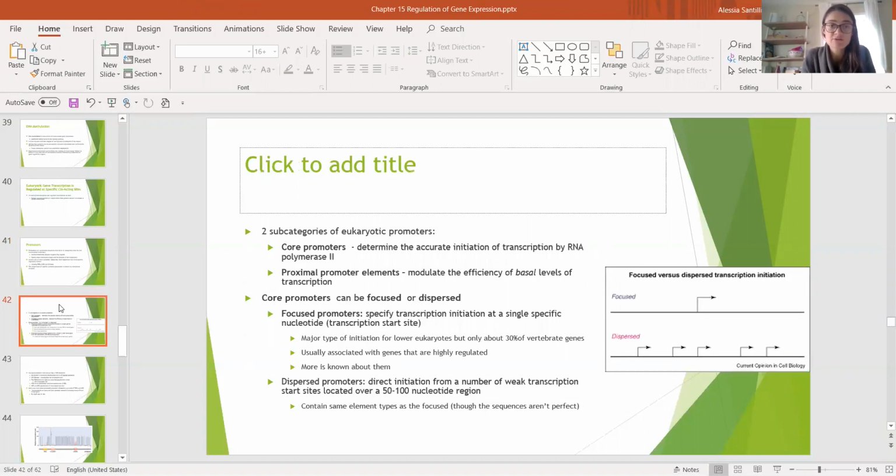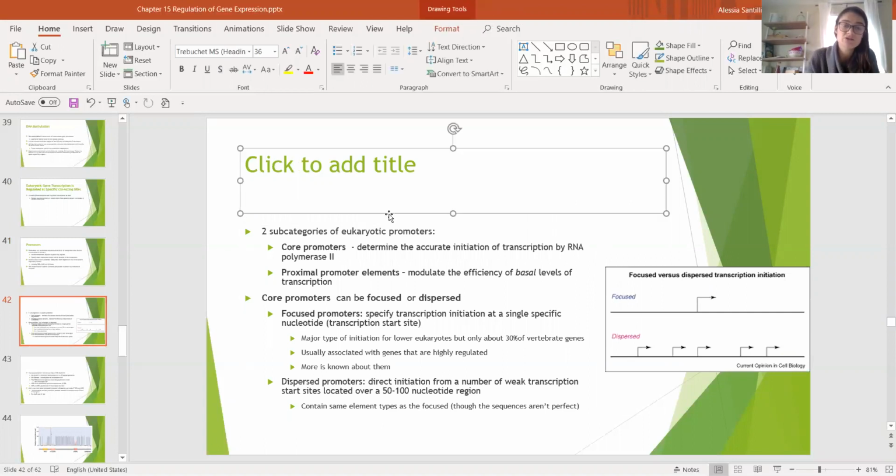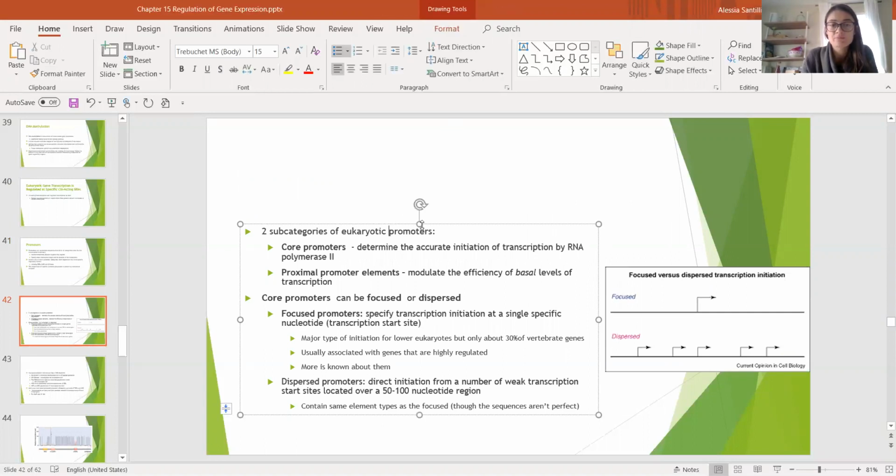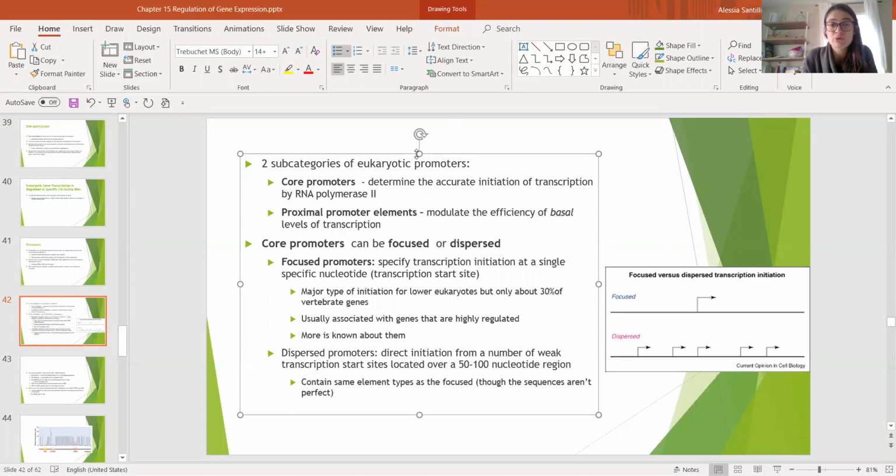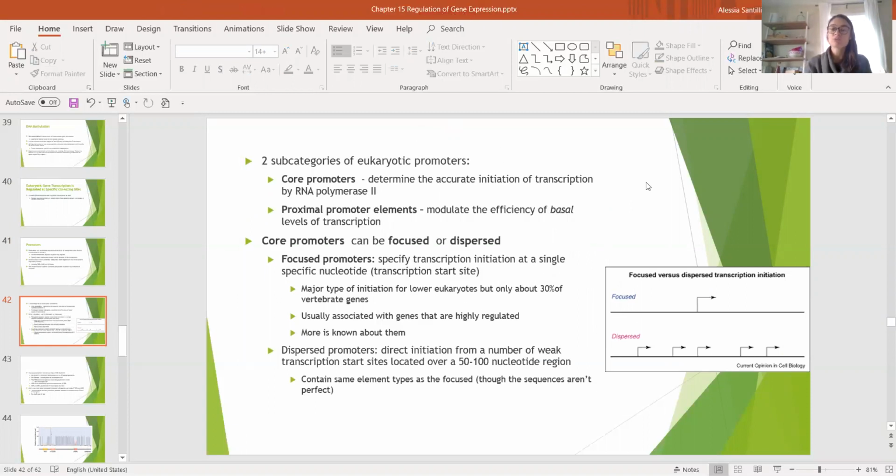So there are 2 kinds of promoters, 2 subcategories in the eukaryotic promoters. We have core promoters and then also proximal promoter elements. So core promoters, these are the ones that are usually the normal ones, hence the word core, that are recognized by RNA polymerase II. If you remember our RNA polymerase II, this is the main one that basically transcribes the majority of all mRNA and even some small RNAs. Then we have things like RNA polymerase I, which basically transcribes rRNA from their encoding genes.